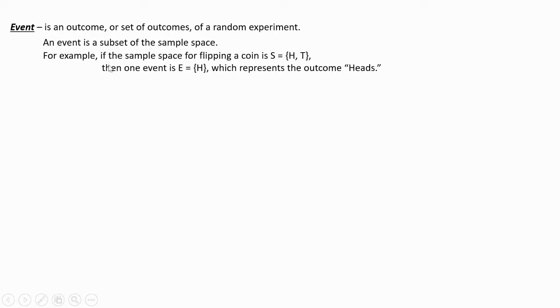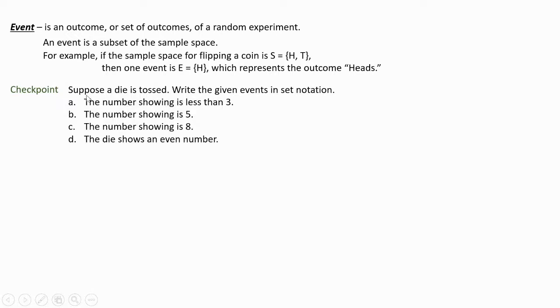Okay. An event. An event is an outcome or set of outcomes of a random experiment. An event is a subset of a sample space. For example, if the sample space of flipping a coin is heads, tails, then one event can be heads, right? That's one event, or another event can be tails. For it to be heads, which represents the outcome of heads, when it's H, that means the event is heads.